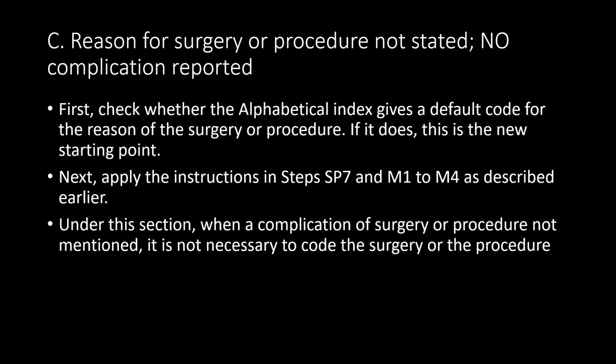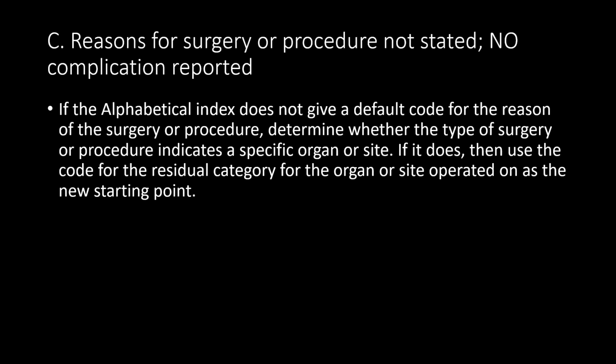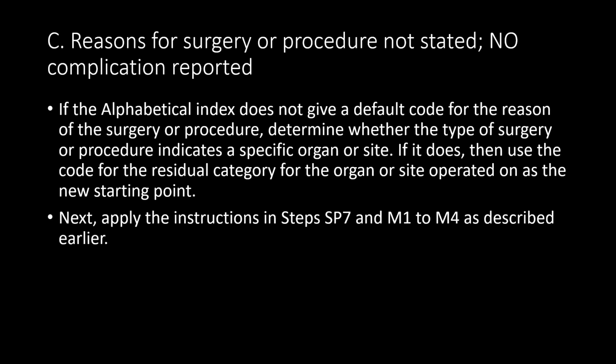Under this section, when a complication of surgery or procedure is not mentioned, it is not necessary to code the surgery or the procedure. If the alphabetical index does not give a default code for the reason of the surgery or procedure, determine whether the type of surgery or procedure indicates a specific organ or site. If it does, then use the code for the residual category for the organ or site operated on as the new starting point. Next, apply the instructions in steps SP7 and M1 to M4 as described earlier.